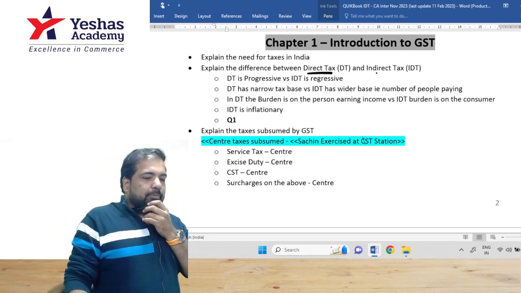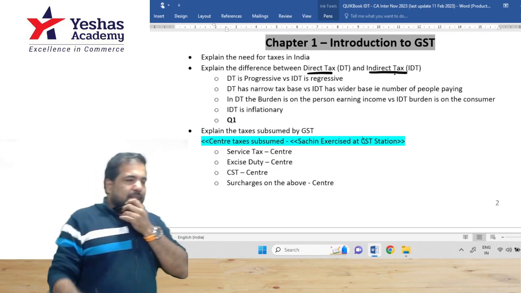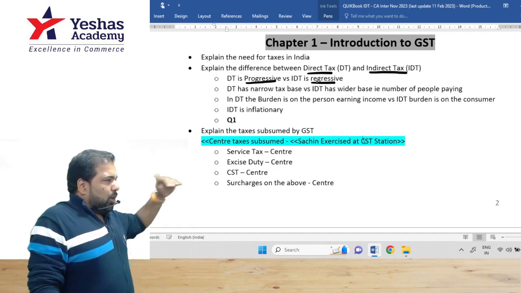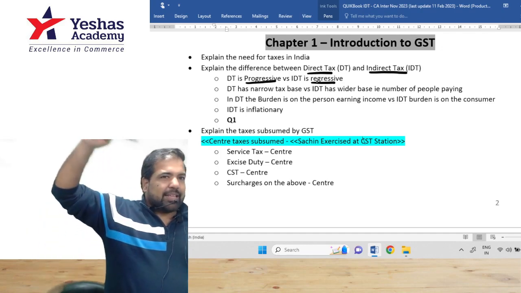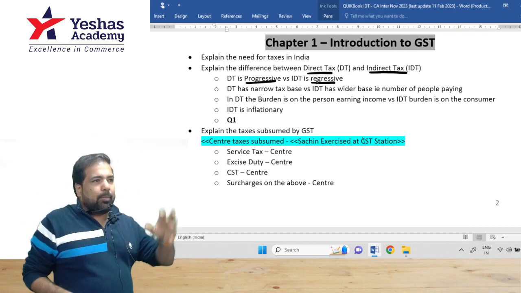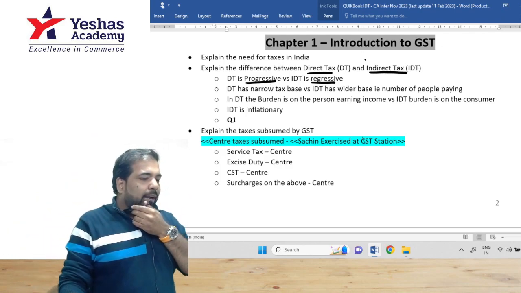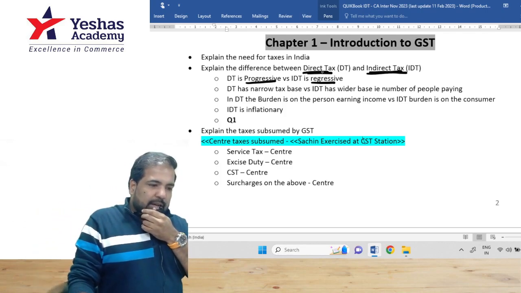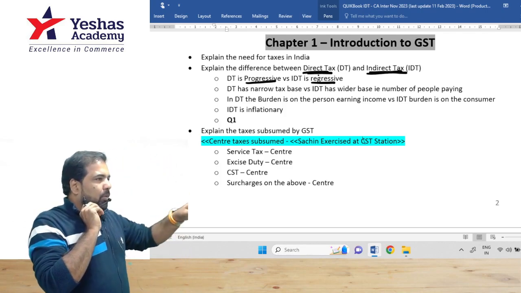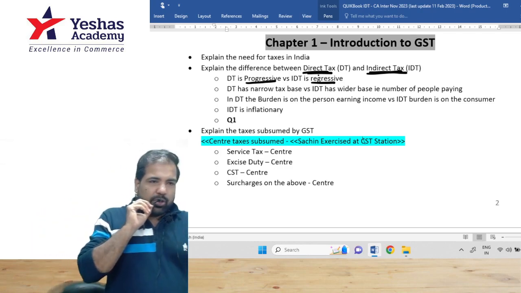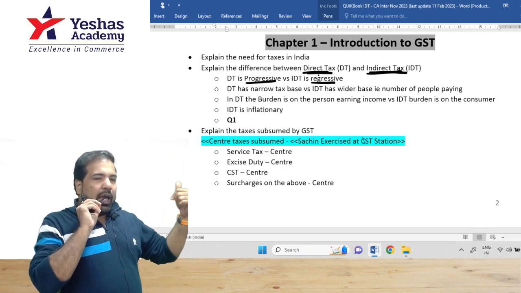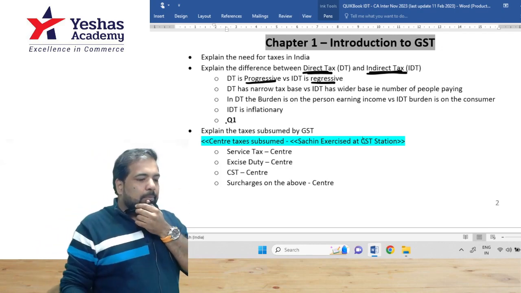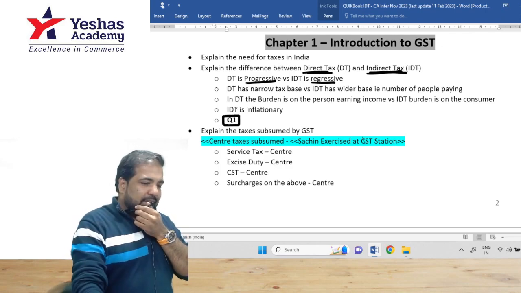Guys, is there DT in India? Is there IDT? The difference, guys: DT is progressive, because the more you progress, the more tax you pay. IDT, everyone pays it, even poor people pay it, so it's regressive. Which has the wider base? IDT, because more people pay it. Direct tax has a smaller base. Direct tax is on your income, whereas IDT is on your consumption. Direct tax, one example: income tax. Indirect tax, one example: GST. Now you can look at the first question of the ICAI material.